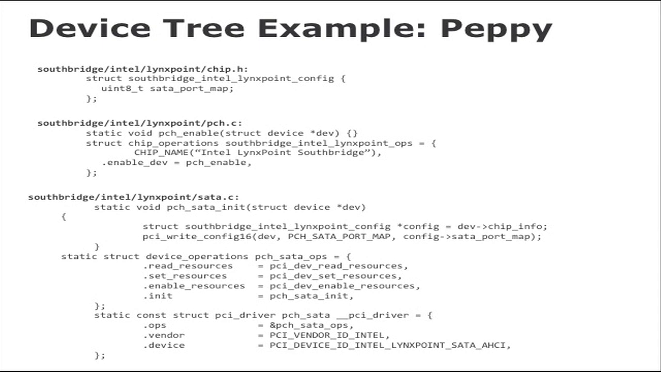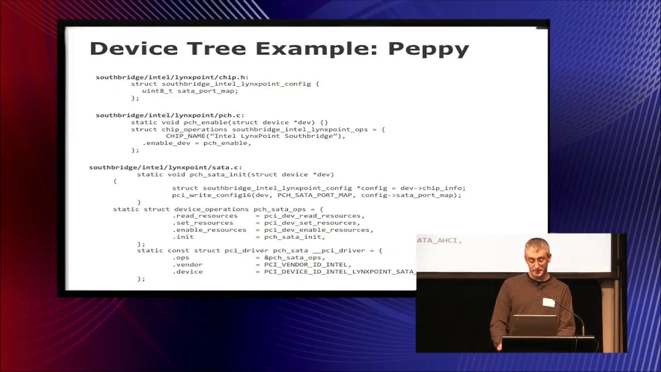Another magic file that lives in each of the chip directories is chip.h, and it can be used to describe the configuration options that are available for that chip. So this SATA port map is a configuration option available for the Lynx Point Southbridge, and it gets consumed by the SATA device. The overall chip for this Southbridge is defined here in pch.c. It can have an enable_dev function, which obviously you can see here does nothing, but could be used if you wanted to actually turn on a device. This enable_dev will get called for each device that is found under this Lynx Point Southbridge chip.